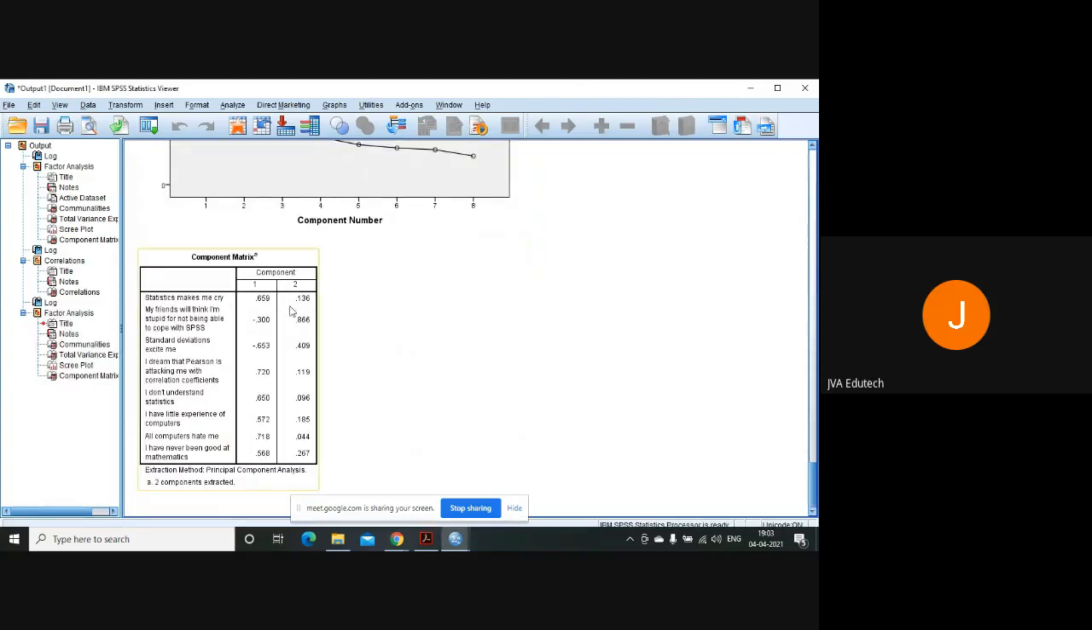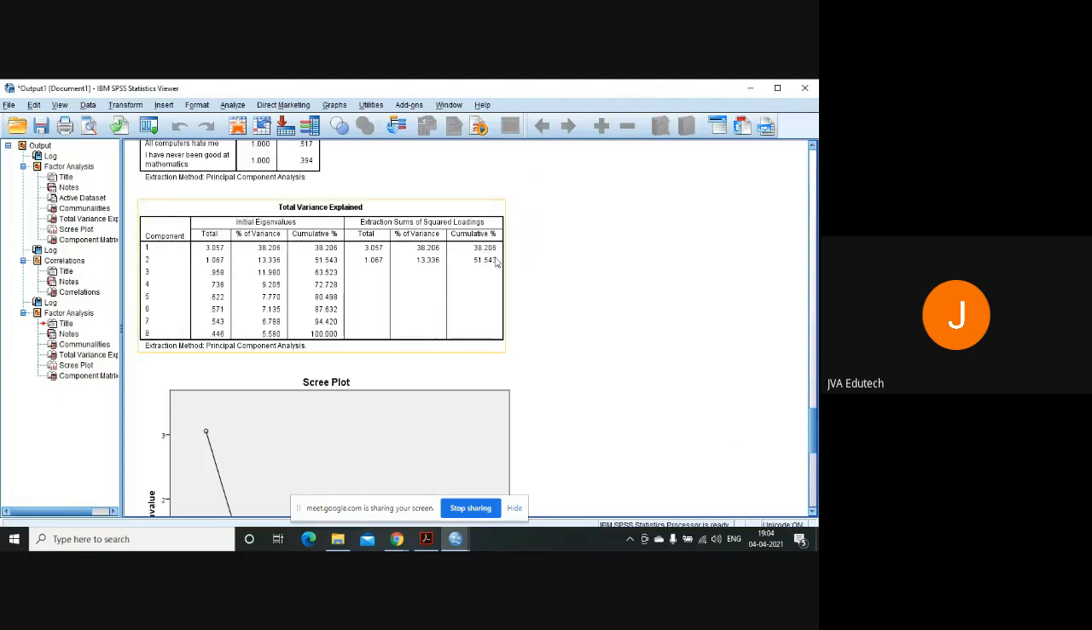Now you see that all these 8 statements have been loaded into two components, all having a value above 0.5. They will be loaded into one component. So can you please tell me which of these statements, or which of the items, will load into component 1?